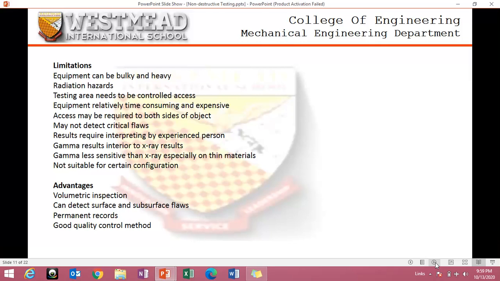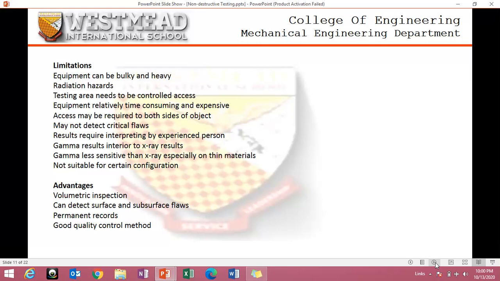The advantages are that volumetric inspection can detect surface and subsurface flaws, it provides permanent records, and it is a good quality control method. The limitations are: equipment can be bulky and heavy, radiation hazards, testing area needs to be controlled access, equipment relatively time-consuming and expensive, access may be required to both sides of the object, may not detect critical flaws, results require interpreting by an experienced person, gamma results inferior to X-ray results, gamma less sensitive than X-ray, especially in thin materials, not suitable for certain configurations.